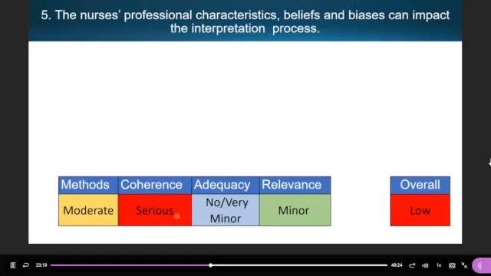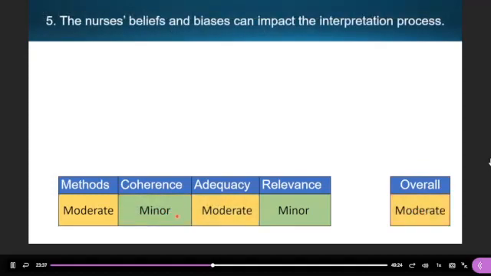Our fifth finding was that the nurse's professional characteristics, beliefs, and biases can impact the interpretation process. Again, we had issues with coherence, this time raising serious concerns. So what we did was we split it. We took out the bit about the professional characteristics and turned that into its own findings, which I'll discuss later on. Therefore, we changed our fifth finding to the nurse's beliefs and biases can impact the interpretation process. However, by splitting our data, we changed the adequacy of the information from minor to moderate concerns. Therefore, we rated this one overall with moderate concerns.